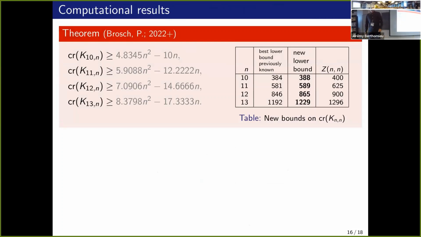Good. Now up to the computational results. So we have new lower bounds for many instances. I showed already this table. So for K_{10,10}, for example, we have a new lower bound of 388. But for all K_{m,n} with m and n at least 10, we have new lower bounds. And for example, for K_{13,n} the previous value was 8.37 something n squared, and we improve it to 8.65 something n squared.